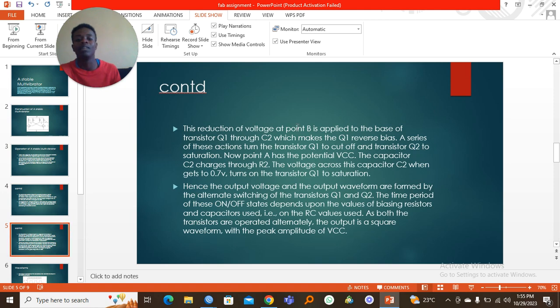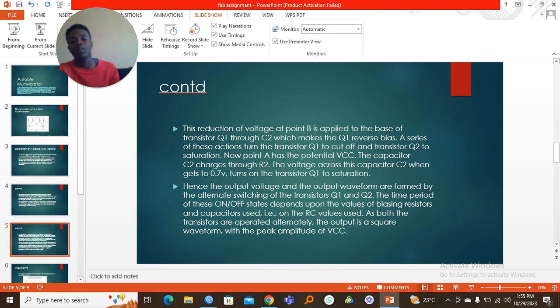This reduction of voltage at point B is applied at the base of transistor Q1 through C2, which makes Q1 reverse biased. So when Q2 starts conducting, Q1 is reverse biased. This turns transistor Q1 to cutoff and Q2 to saturation mode. Now at this point Q2 is in saturation mode.